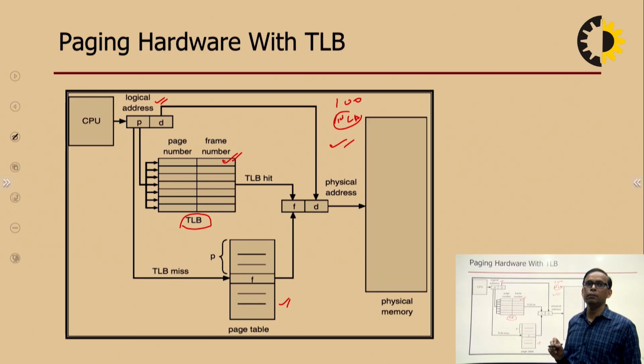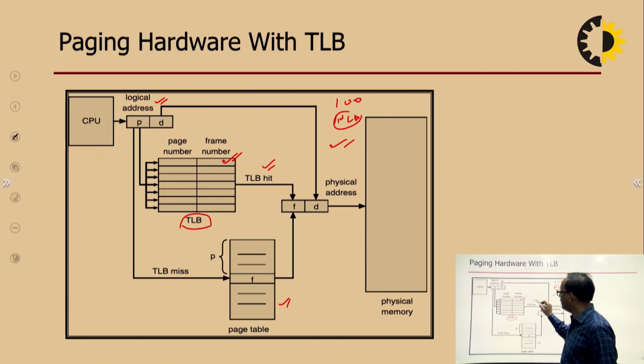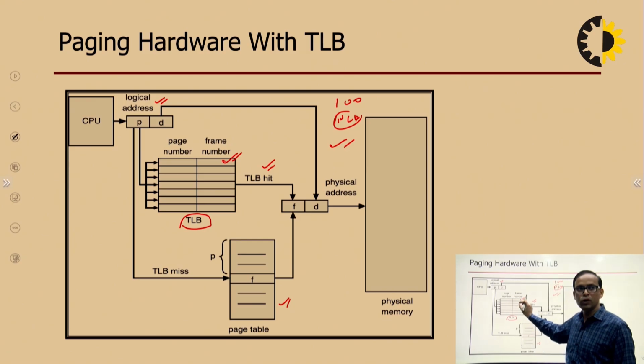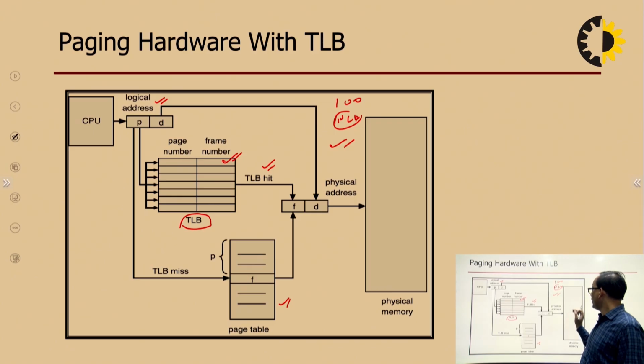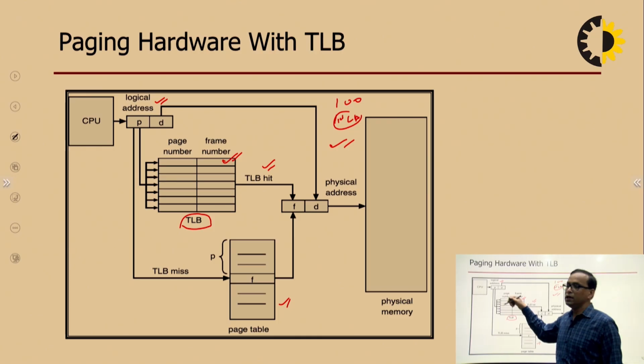If the page number entry is available in the TLB, then this is known as a TLB hit. In the case of a TLB hit, there is no need to access the page table, because the entry of the page number and the corresponding frame number is available in the TLB. From the TLB the frame number is found, and once the frame number is found, the physical address is obtained, and then the instruction is fetched from the main memory. So when a TLB hit occurs, there will be one access to the TLB and one access to main memory. But there may be a second case.